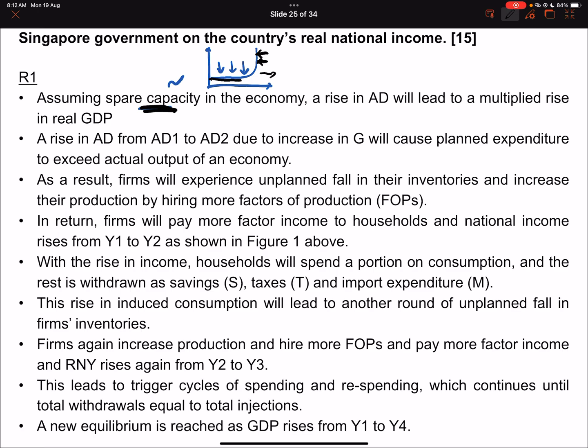Right. So let's say in the beginning there's a rise in AD from AD1 to AD2, right? Because there's this spend in digital infrastructure. So what it will do, it will cause planned expenditure to exceed the actual output of the economy. So what does this mean? It means that suddenly, right, retailers like Harvey Norman will realize, how come my warehouse got no more laptops? Everybody's buying laptops and they're flying off the shelves, right? And the buyer is the government.